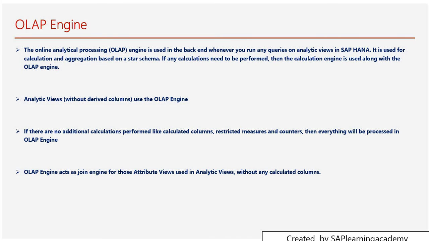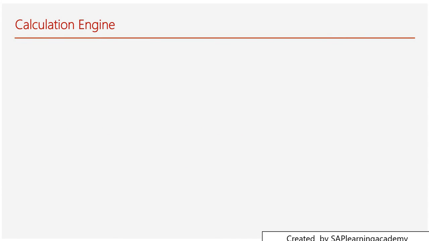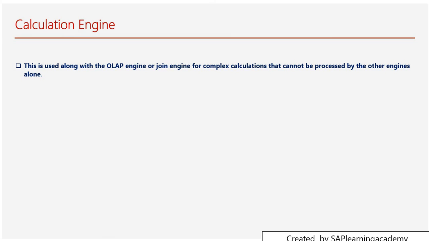Now moving forward to the next engine type, and that's a very important part, that is the calculation engine. This is used along with the OLAP engine and join engine for complex calculations that cannot be processed by the other engines alone. Like I told you in the previous slides, suppose you are using an analytic view or attribute view, but you are doing some kind of complex calculation, or you are trying to derive some column in an analytic view, then it uses the calculation engine. So calculation views or analytic views with derived columns use this engine.